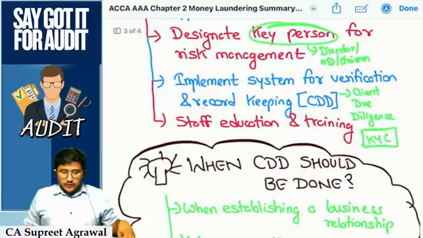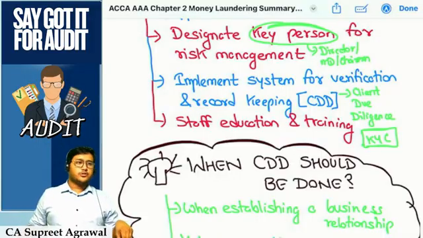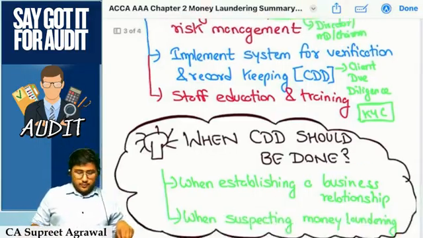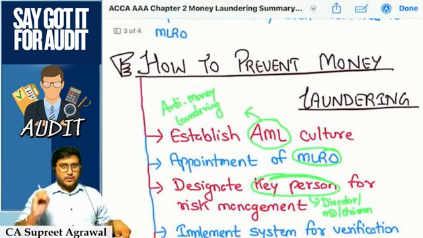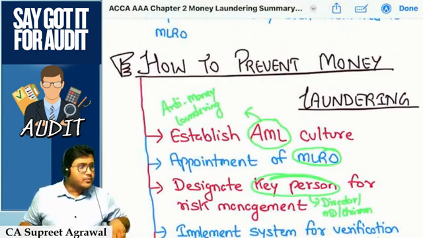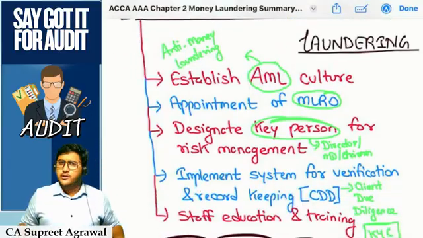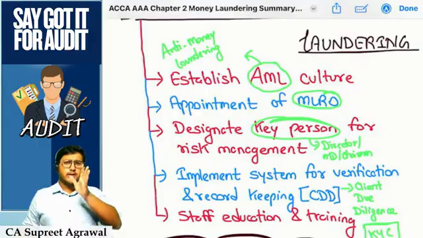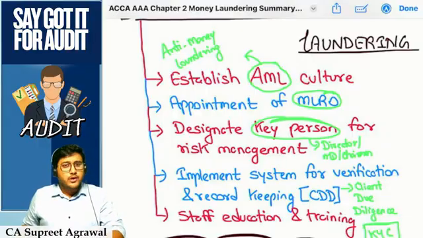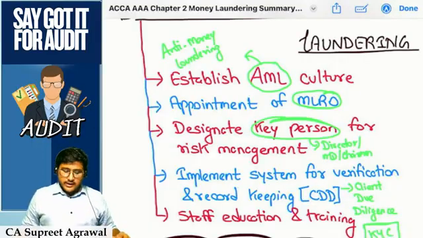So implement a system for verification and record keeping, and staff education and training. That is very important. I hope this is clear. Let's have a quick rereading of it. So how to prevent money laundering? Establish AML culture, which is anti-money laundering culture. You can establish it via AML committees as well. Appointment of MLRO, who is that person we are going to study next.